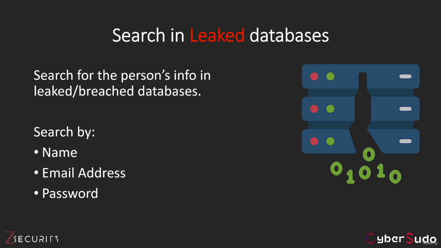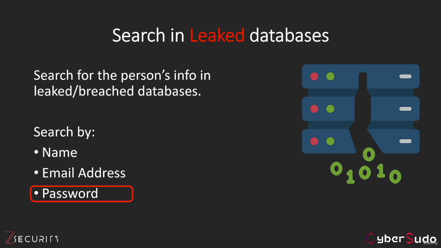But in our case, you are only searching for a phone number. You can always search by name, email address, and password. So even if you don't have someone's email address, you can always search by name. And if you manage to find someone's email address, then you can search for this email address in a certain data breach and find all the information that is associated with this account.